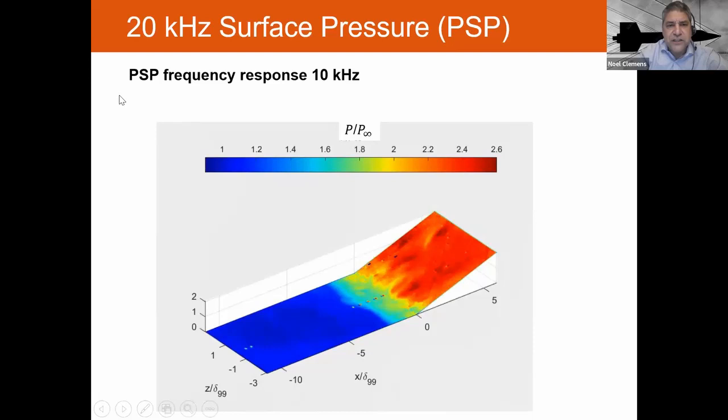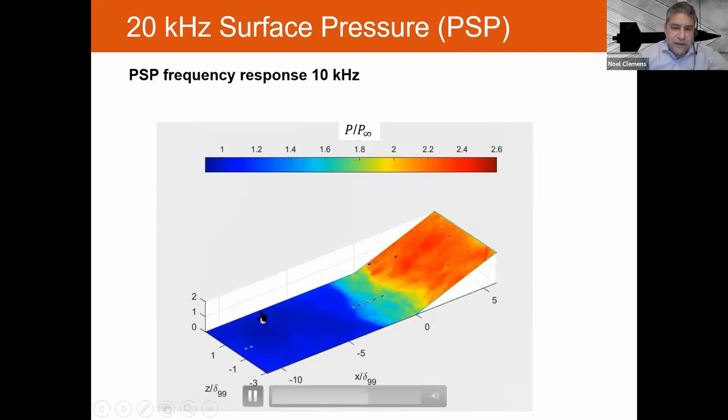So this is an example of what the movies of the PSP look like. And this is frankly just really nice quality data. This is the upstream boundary layer. This is the separated flow in this region. And what you're seeing is the boundary layer developing back onto the ramp face. So there's a wealth of information here, compared to the few Kulite transducers that people used to be restricted to.